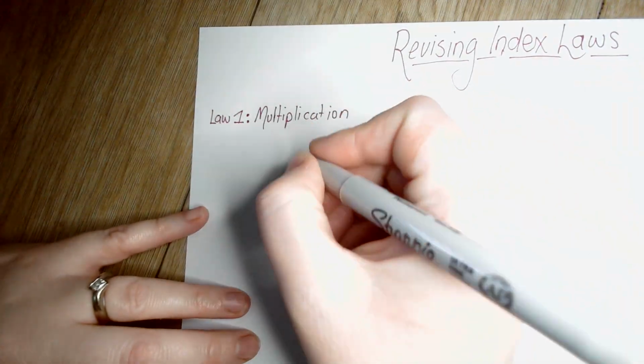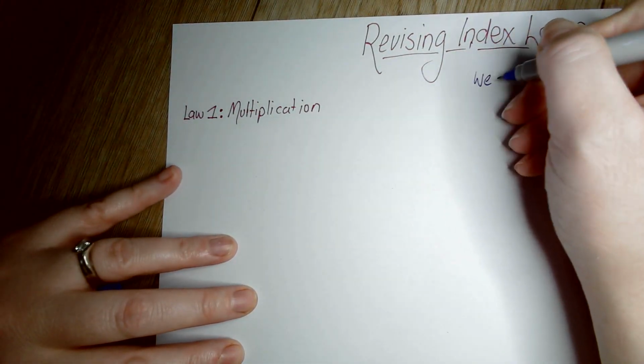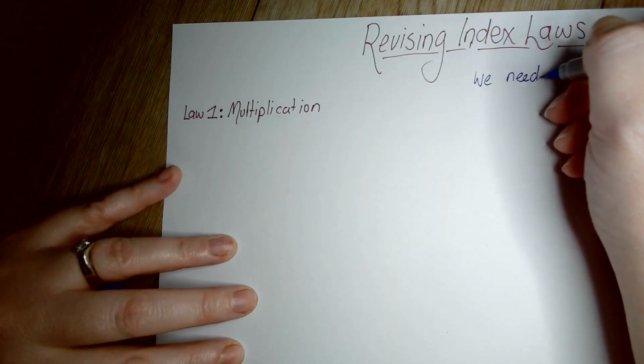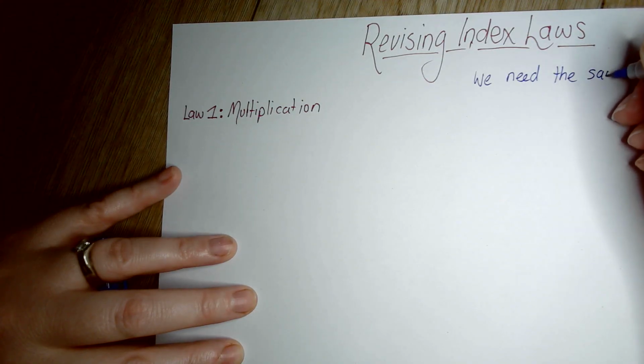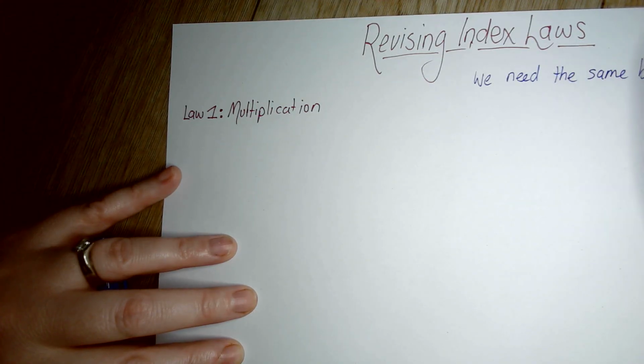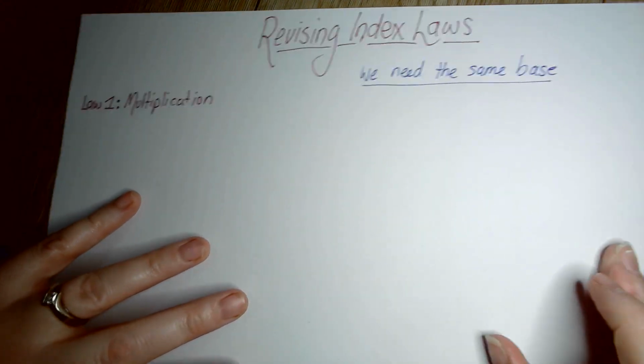Now remember, we can only use our index laws when we have the same base. So that means that the big number at the bottom has to be the same for each one. So we absolutely need the same base.